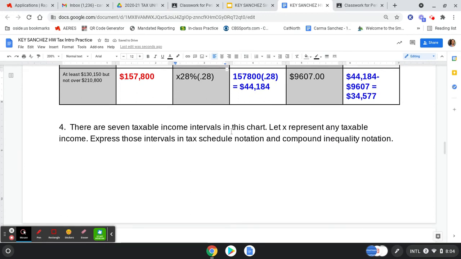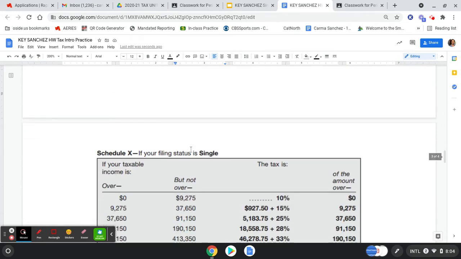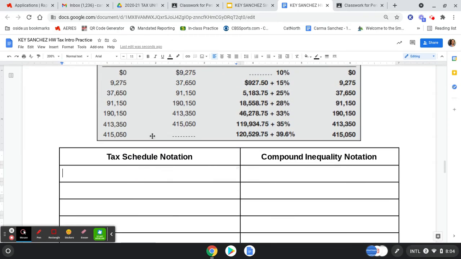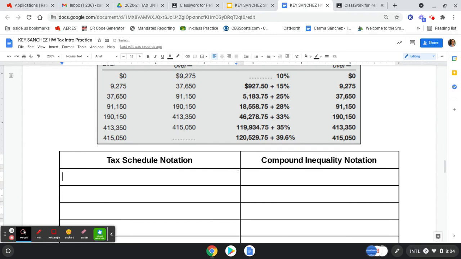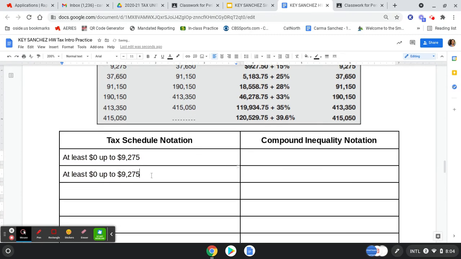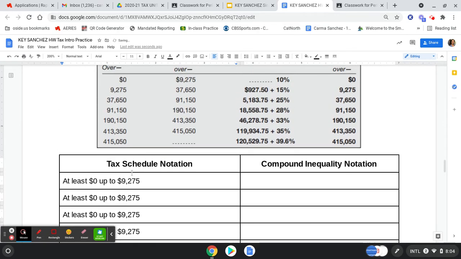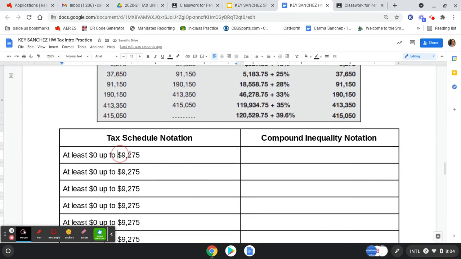How'd you do on that second one? Okay, there are 7 income intervals in this chart. Let X represent any taxable income and express those intervals. So remember, just like the one we did in the examples, we're going to write in words here what this means. At least $0 up to 9,275. And I'm just copying and pasting here, so we have to type less, the "at least" and "up to."